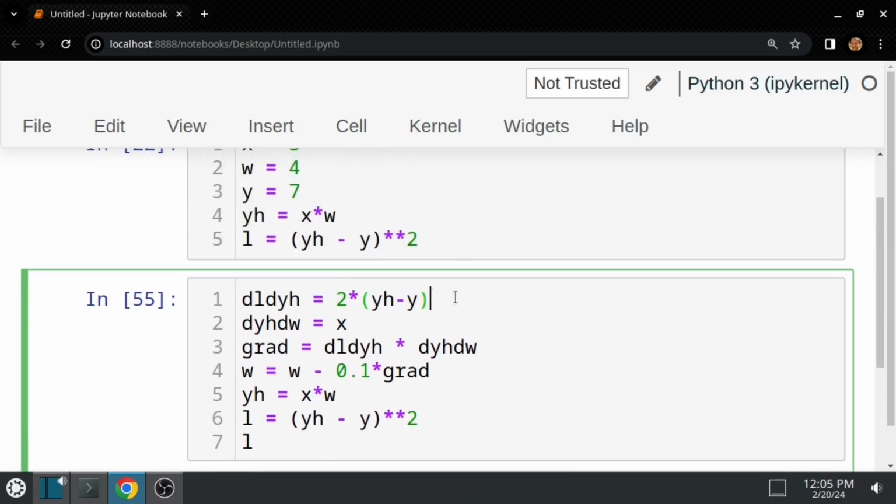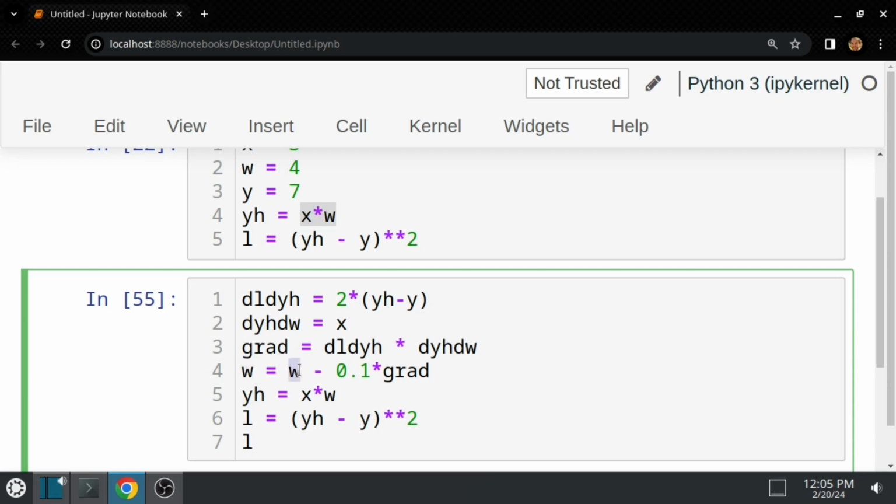Y hat is the prediction of the neural network. This is the derivative of y hat with respect to w. We chain the derivatives together to make the global derivative. dL/dy hat is one of the local derivatives. dy hat/dw is another local derivative. When we chain them together by multiplication, they become the global derivative.